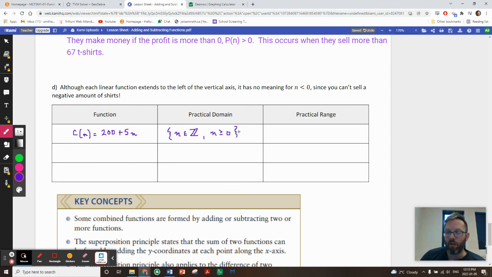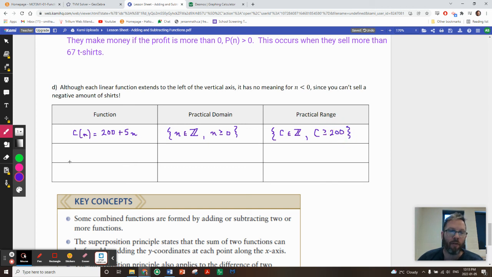For the practical range, remember the cost was a fixed $200 and then $5 for every t-shirt. So at the very least, you're paying $200. So the cost will also be an integer, and the lowest it can be is $200. The cost is going to be greater than or equal to $200.